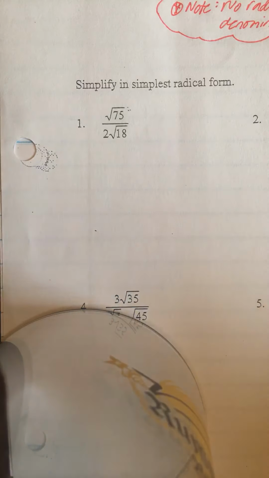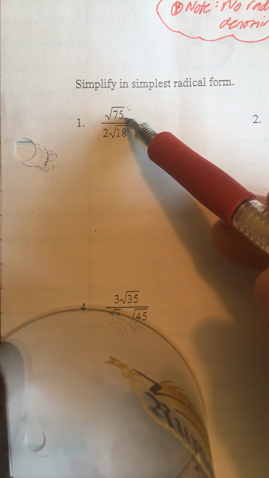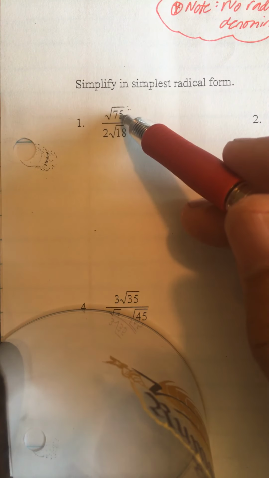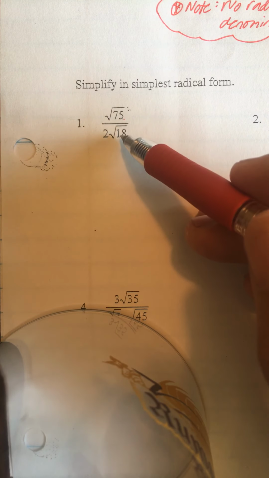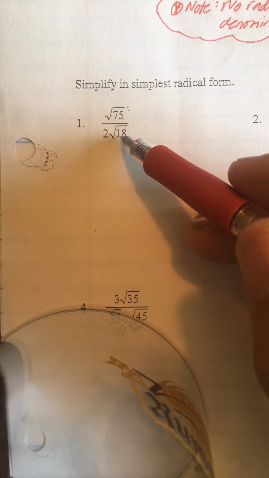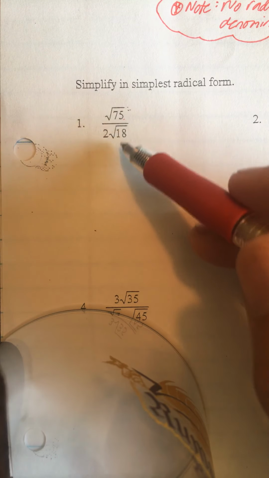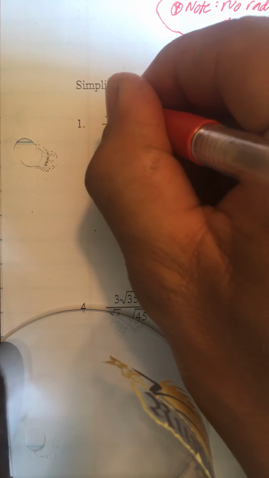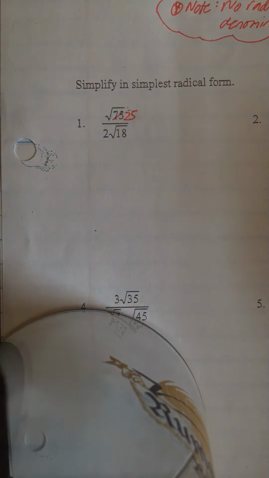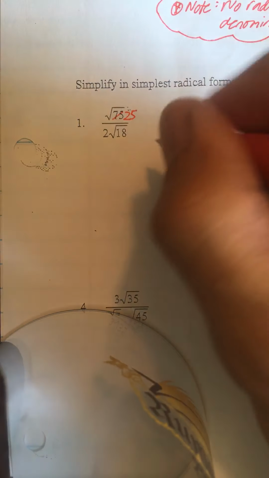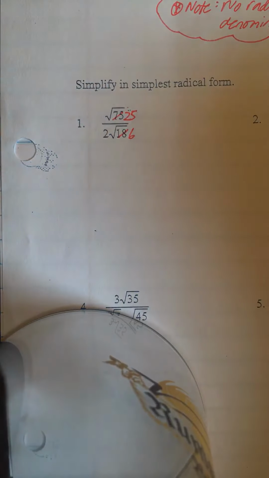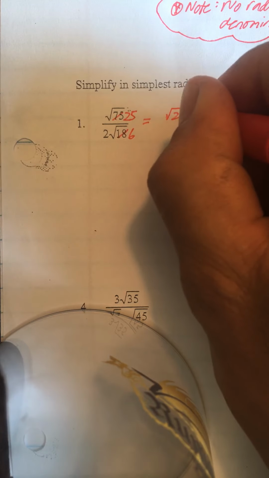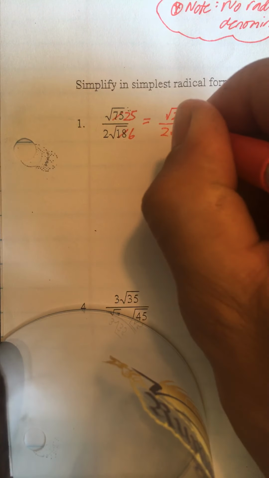So number one, I have the square root of 75 over the square root of 2 times the square root of 18. I could try to simplify inside here and inside here. 3 goes into both of those. 3 goes into 75 25 times, so I can cross out the 75 and put a 25 here. And then 3 goes into 18 6 times. So that was inside with inside. So what we end up having up top is the square root of 25, on the bottom 2 root 6.